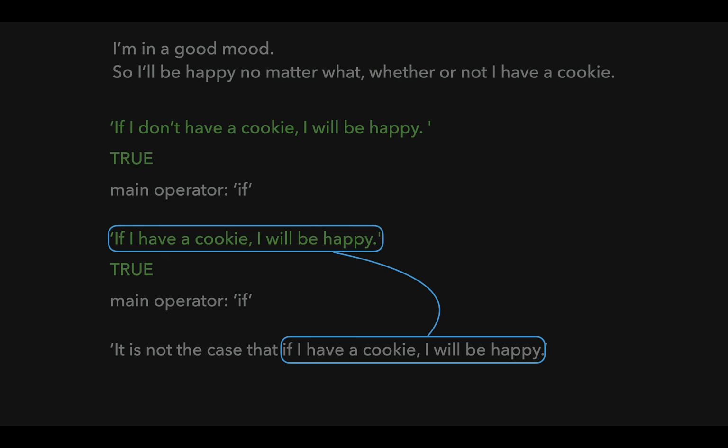And let's remember how negation works. If we attach negation to something true, then the negation is false. If we attach the negation to something false, then the whole thing is true, right? The negation reverses the truth value of whatever it's attached to.